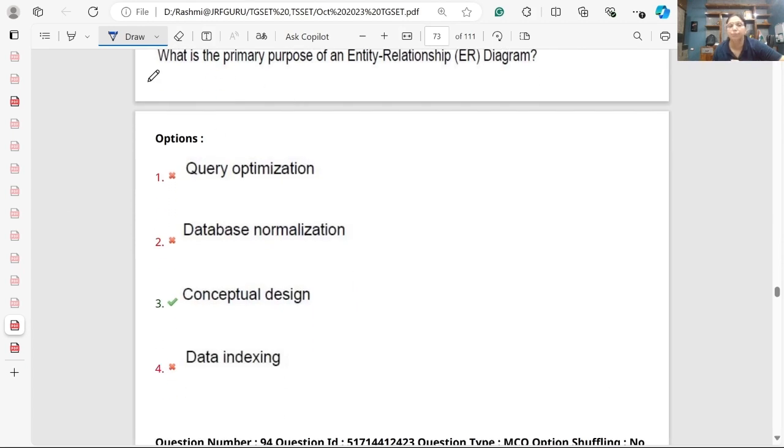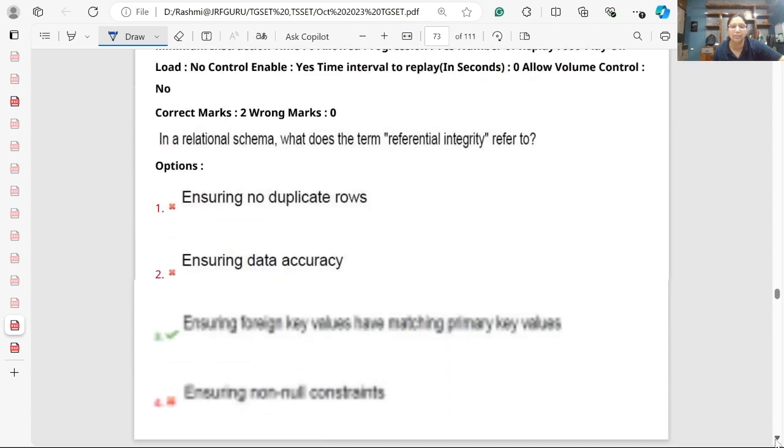Now unit 4. What is the primary purpose of an ER diagram? Conceptual design. Yes, it is used for conceptual design, not for query optimization, not for database normalization, not for data indexing. It is used for conceptual design.